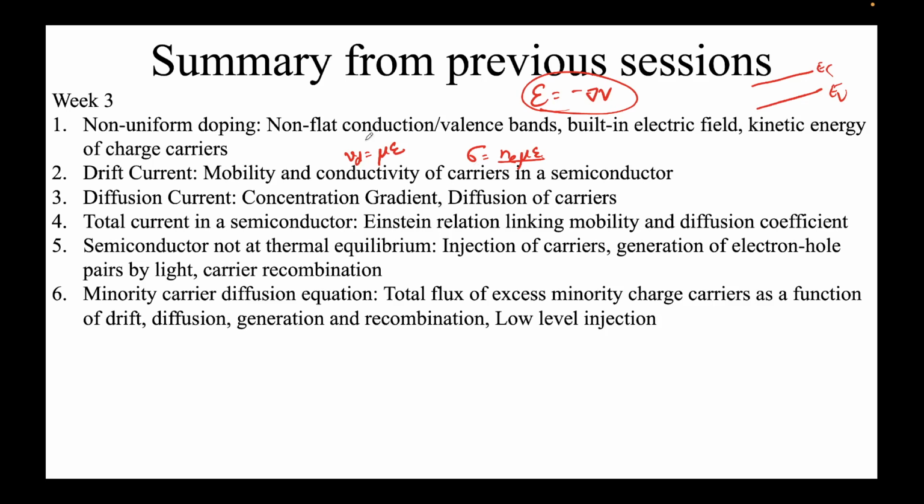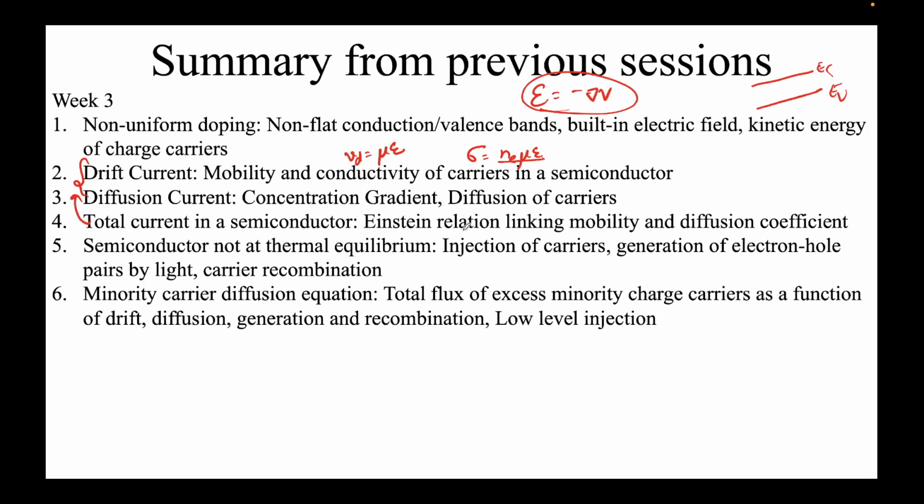However, there is also a concentration gradient. The electrons are high in concentration on one side and low on the other side, and the electrons can diffuse from one side to another. And the total current will be contributed by diffusion as well as drift, both of them. And mobility and diffusion are linked by something called the Einstein relation.